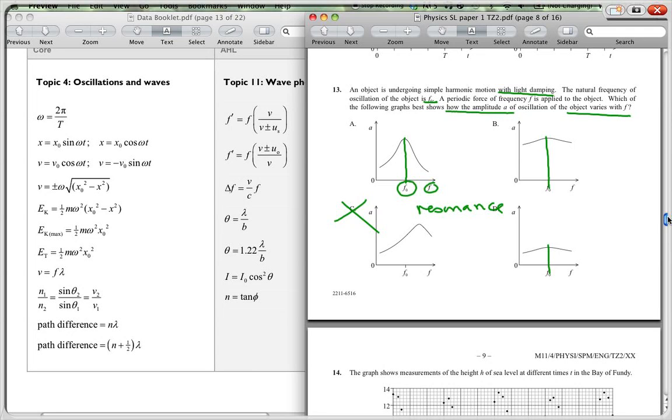Now it says here that there is light damping. So we think that over a period of time, your amplitude will actually decrease. And here it is over time that the amplitude is decreasing, where here, if I look at this, it is roughly remaining the same. And it does happen that your amplitude really does make a marked increase at your resonance frequency. So A would be your best answer for that one.